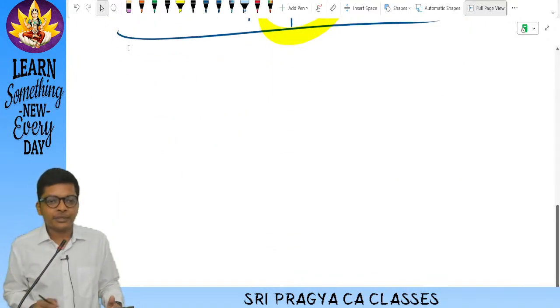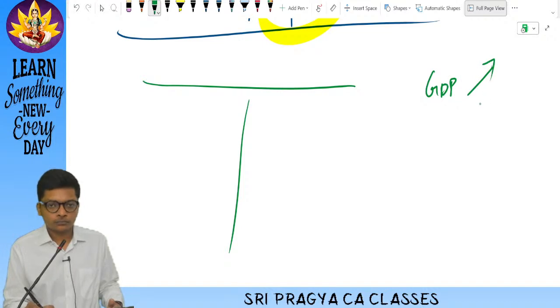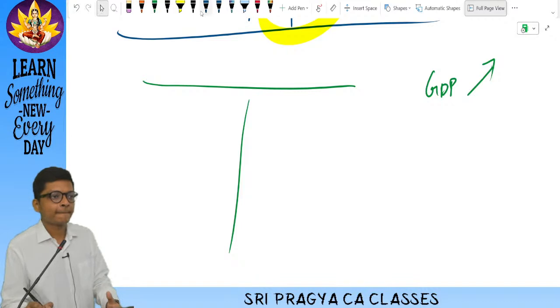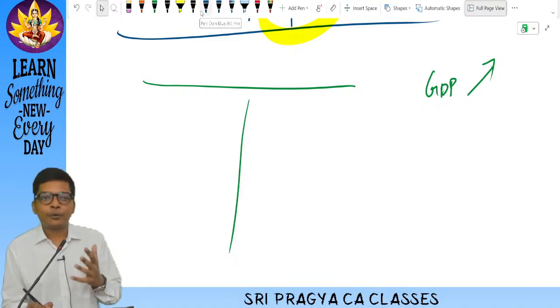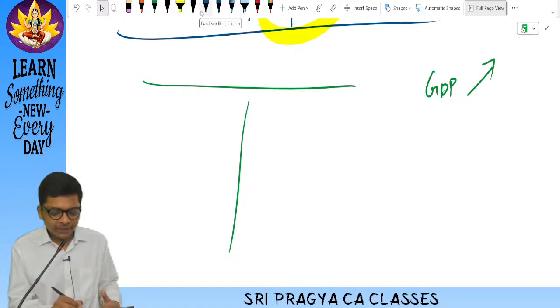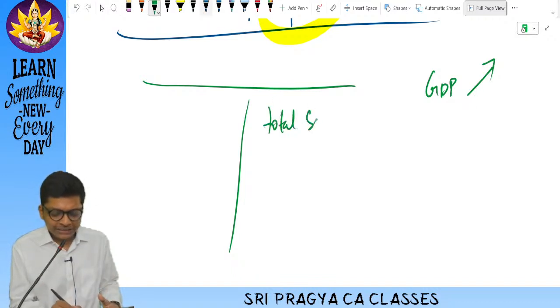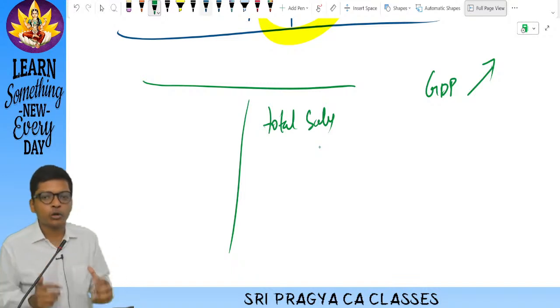Let me give an example. If a country's GDP has to grow. What is GDP in very simple terms? Don't tell me gross domestic product. You passed the economics foundation. Okay, simple. Can I say in simple terms, it's the total sales of all entities in the country. In simple terms, colloquially, to understand.